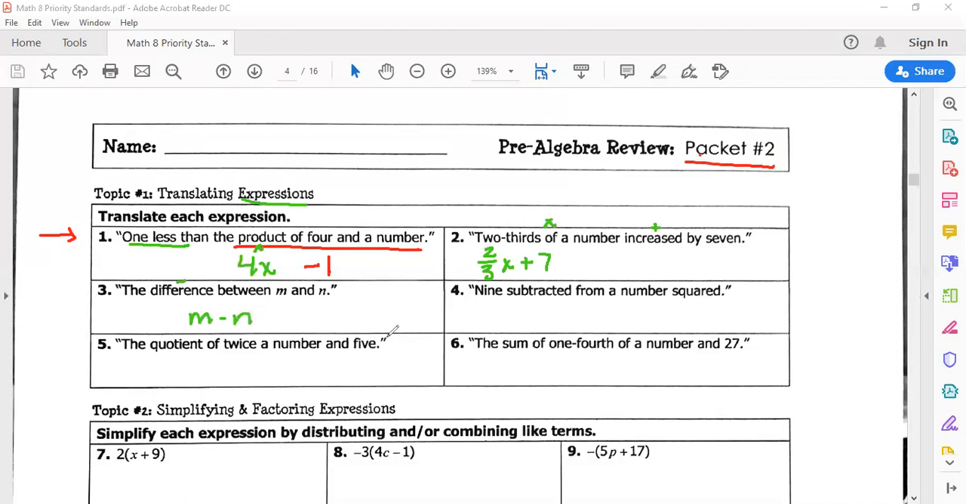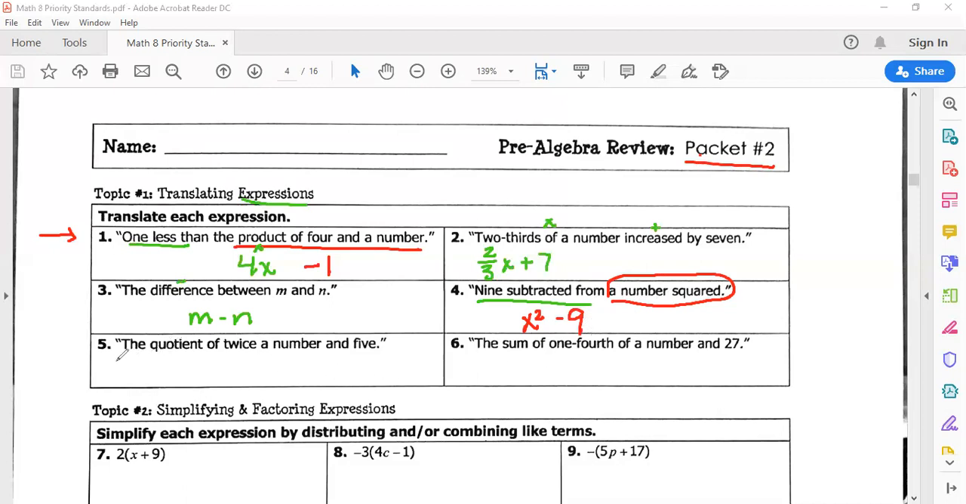All right. So on number 4, it says 9 subtracted from a number squared. Okay, so 9 subtracted from means something minus 9. That a number squared, that's the something, okay? It says from this. So it's x squared, then we minus 9.